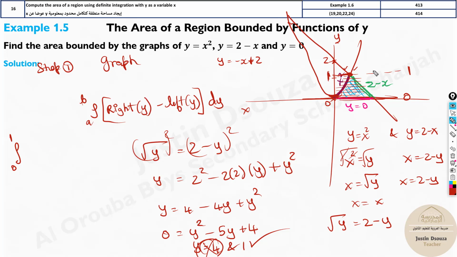What is the right side equation? It's 2 minus x, but we cannot put 2 minus x. We need to put it in terms of y. This is the equation over here. It is 2 minus y, minus, what is the left equation? Right minus left, isn't it? Left is root y. Now this dy, this is it. So I'll just put this in the calculator here.